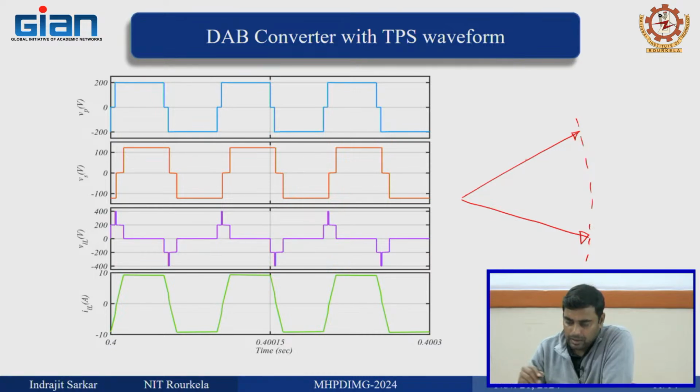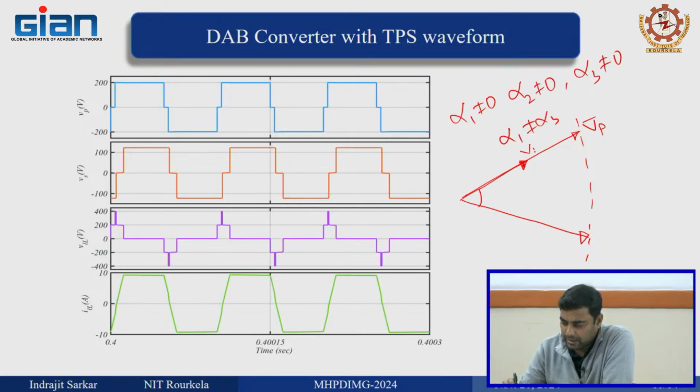Okay. And now since alpha 1 is not equal to 0, alpha 2 is not equal to 0, so this is alpha 2, and then alpha 3 is not equal to 0, but alpha 1 is not equal to alpha 3. So, in this case this will become somewhere here, let us say this is the VP dash phasor, and this is the VS phasor.